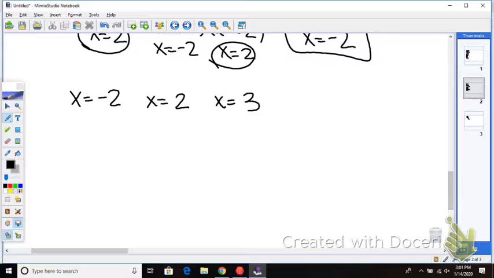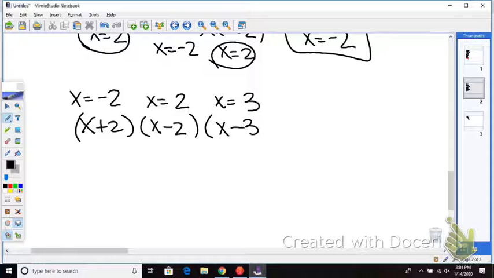So if I've got x equals negative 2, what's that factor? X plus 2. Very good. X plus 2. And x equals positive 2 would give me a factor of x minus 2. And then x equals 3 gives me a factor of x minus 3. What does your gut tell you need to do with these? Does it tell you anything? What'd you say? Okay, you're going to multiply these two together, and then you're going to take that answer and multiply it with this one over here. So you're going to end up with what you just said.